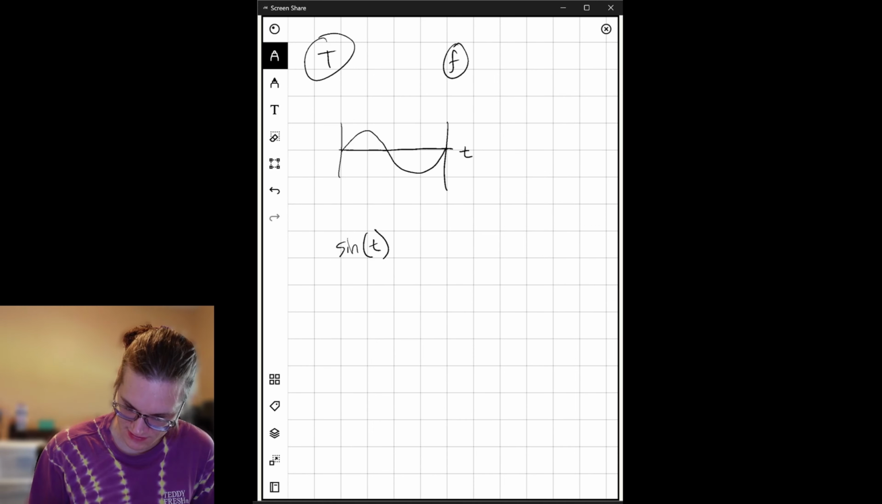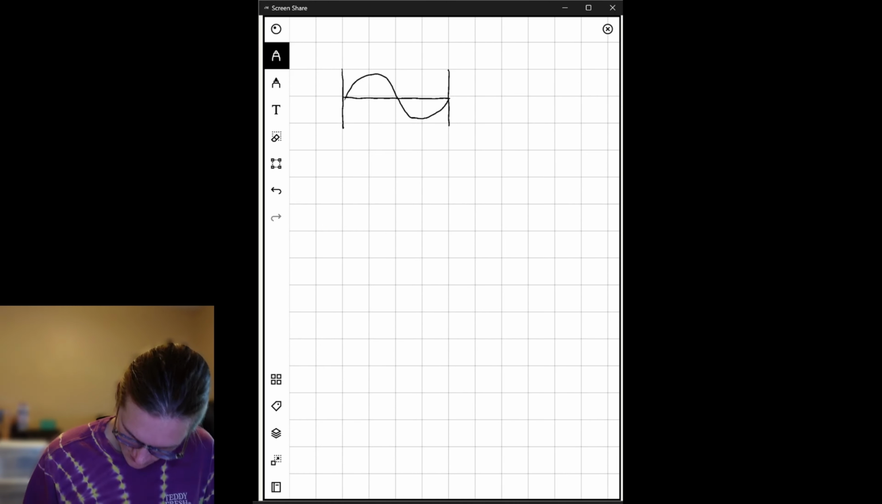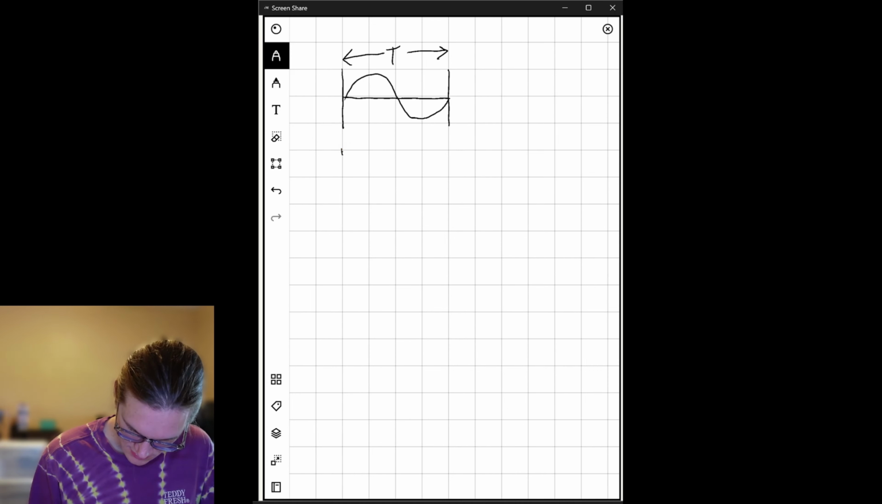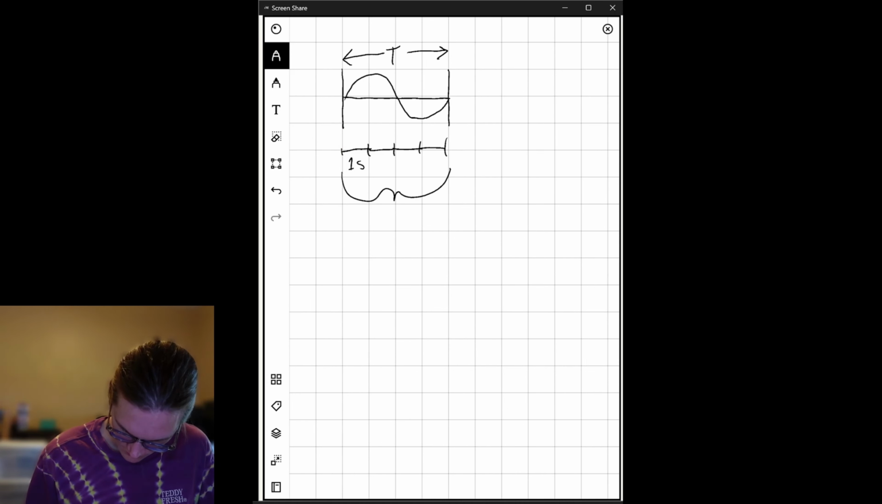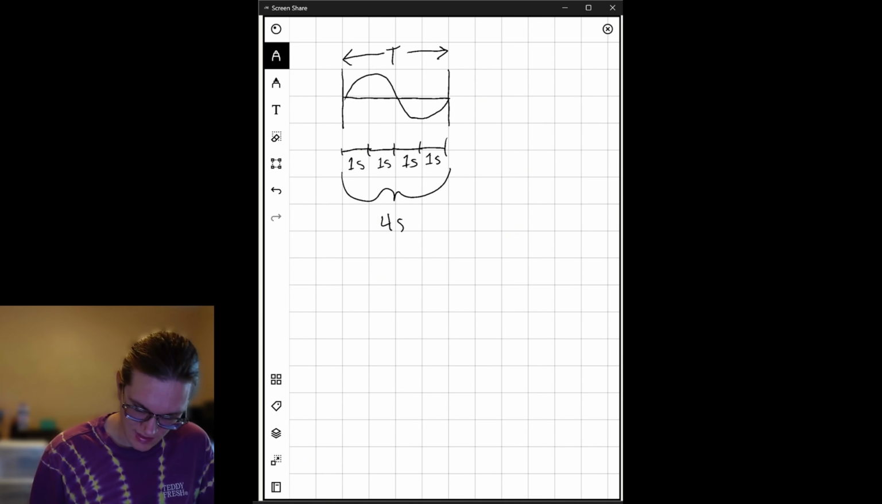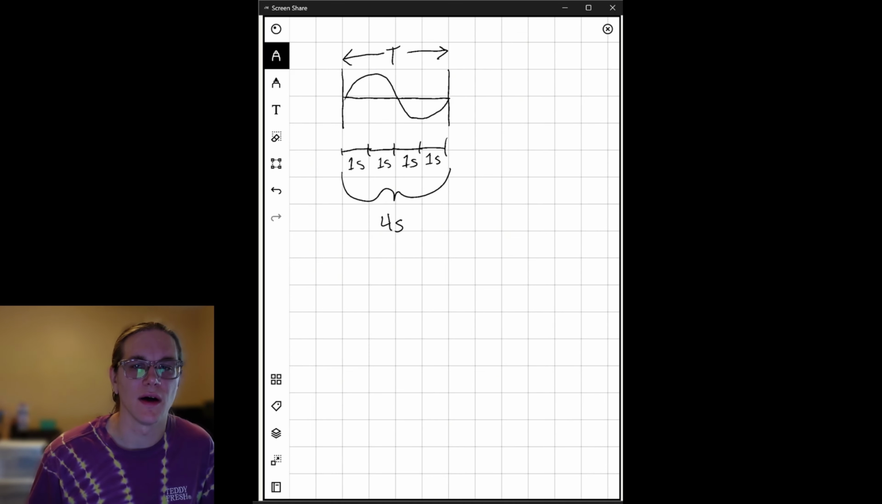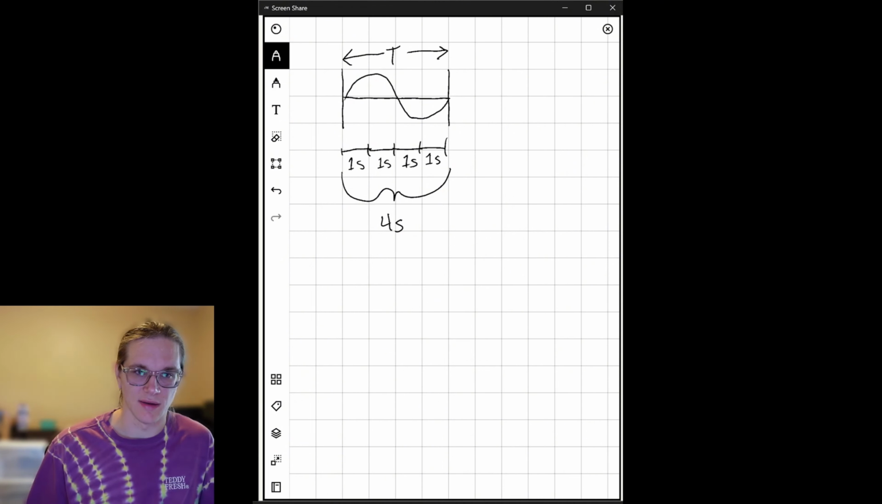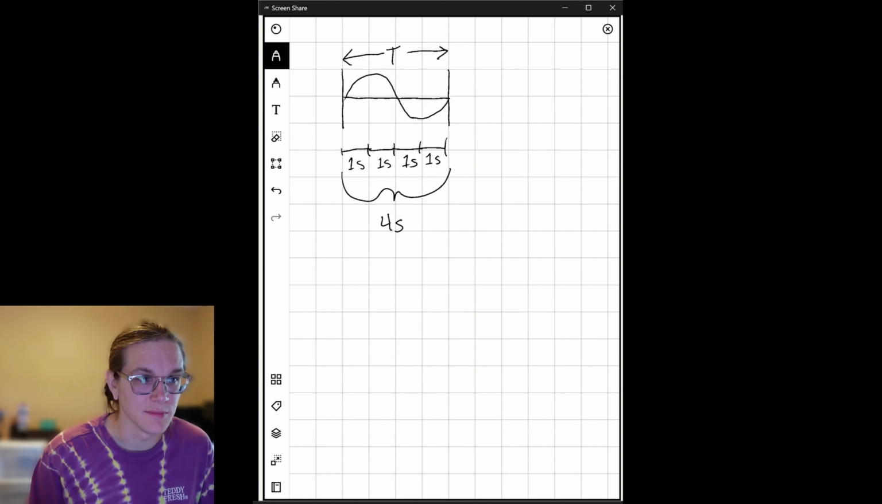So if this axis were time and you had sine of t, this period right here, T, for example, if this made up sine right here. So that's one period, which is going to be in some amount of time. Let's say each of these is a second. That means that's 4 seconds, which would mean an entire period in this arbitrary example is 4 seconds long. So a period is a duration of time. After 4 seconds, a period is complete.